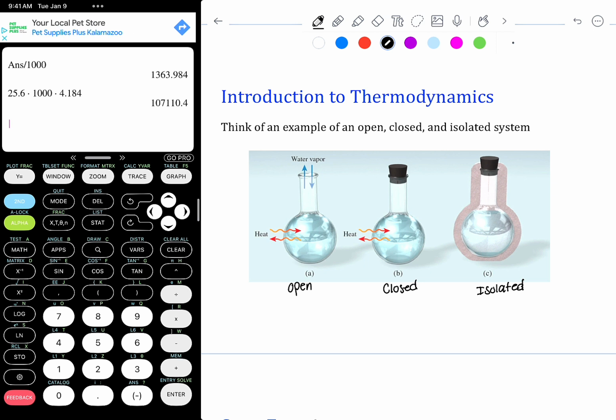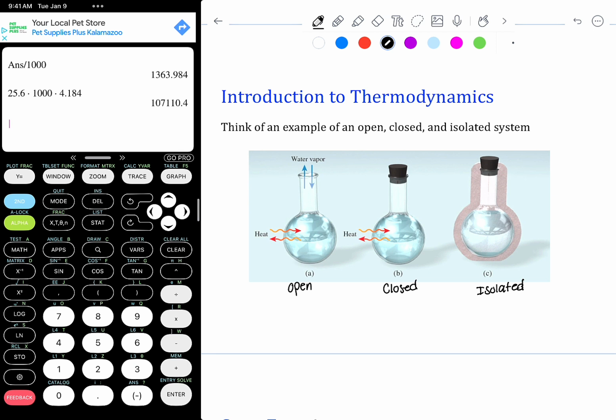I personally like to think of, still going with the water example, a glass of water that's open to the rest of the world would be an open system. A water bottle would be an example of a closed system, like a plastic water bottle where I can close the top off, but if I left it in my car, it would probably get hot on a summer day or cold and frozen on a winter day.